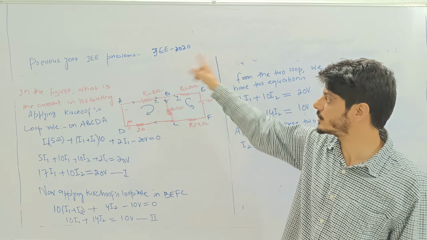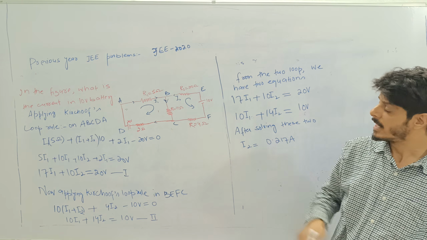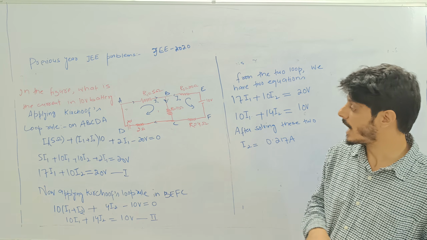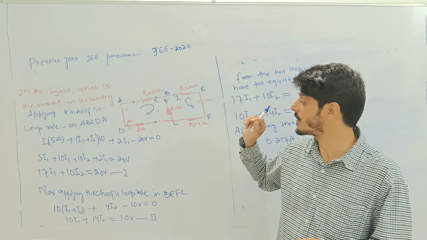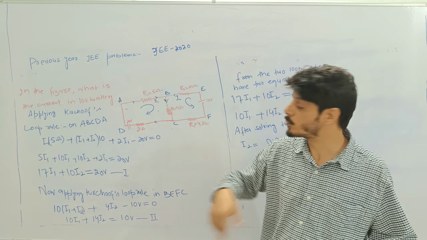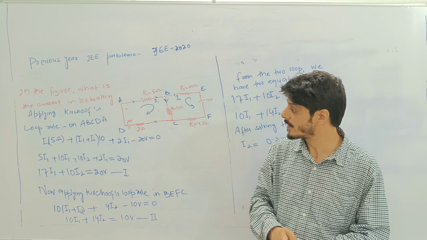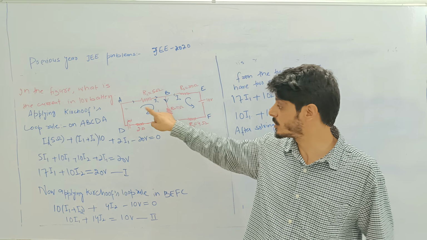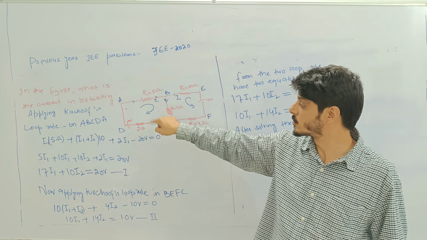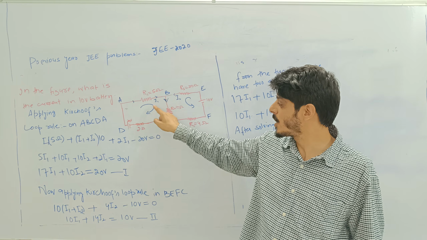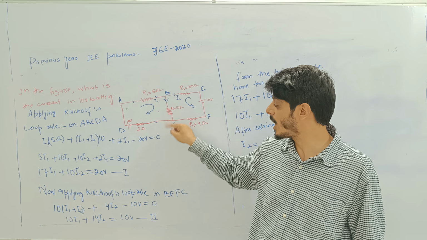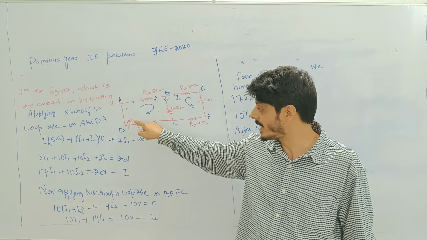This question has been asked in JEE 2020. The resistances are connected in a circuit, and we have to find the current that is going through the 10 volt battery. There are two loops. One loop is A, B, C, D. I have applied Kirchhoff's loop rule in this one, going clockwise, so that is I1 into R plus (I1 plus I2) into R plus I1 into 2 ohm minus 20 volt.